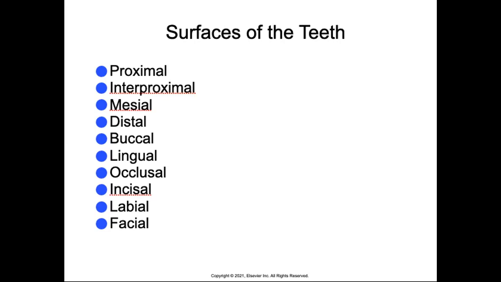I just want to point out that posterior teeth do not have incisal edges. Instead, they have an occlusal surface. And likewise, anterior teeth do not have occlusal surfaces. Instead, they have an incisal or sharp cutting edge. Labial refers to the surfaces of the anterior teeth that face or touch the lips. And facial can be an interchangeable term to describe the buccal and labial surfaces.